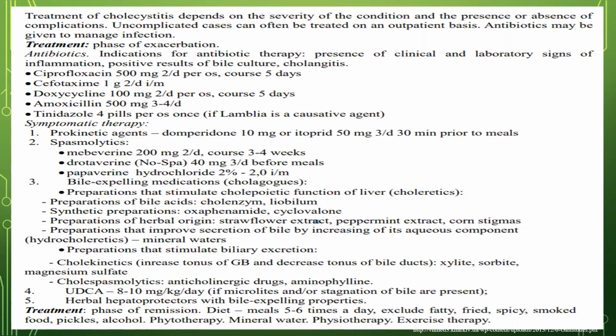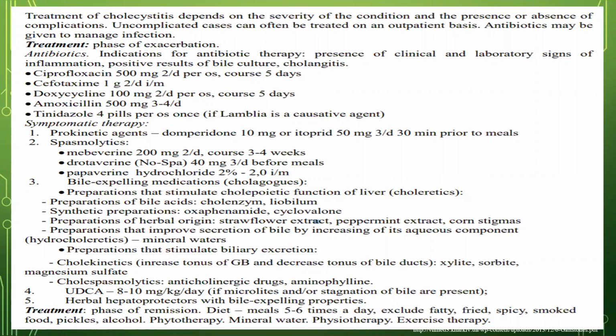Cefotaxime is the antibiotic of choice to prevent the possible appearance of peritonitis in patients with gallbladder problems. Symptomatic therapy includes prokinetic agents, as for example domperidone, and spasmolytics to reduce the pain and decrease the spasm, which helps to release the stone from the canalicular system.